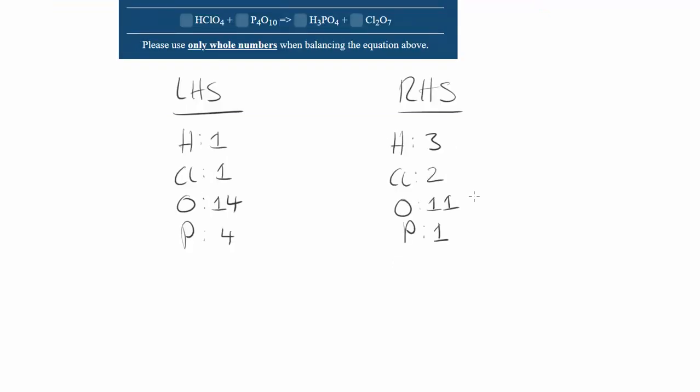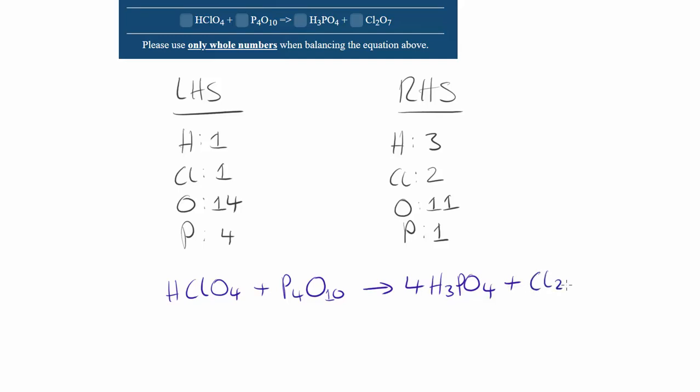So the new equation, I'm going to write that out. HClO₄ plus P₄O₁₀ produces, and then we're going to have a 4 here, right? So 4 H₃PO₄ plus Cl₂O₇, right?